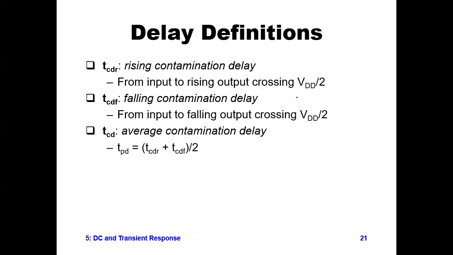Now you see there is one more thing. What are the definitions of rising contamination delay, falling contamination delay, and average contamination delay? We know from the simulator what a delay is, but we hardly know what these definitions are. Rising contamination delay is when your output is crossing VDD by 2 when your input is falling. Similarly for falling, and the average of them is called average contamination delay. So you should remember these definitions for your interview perspective.